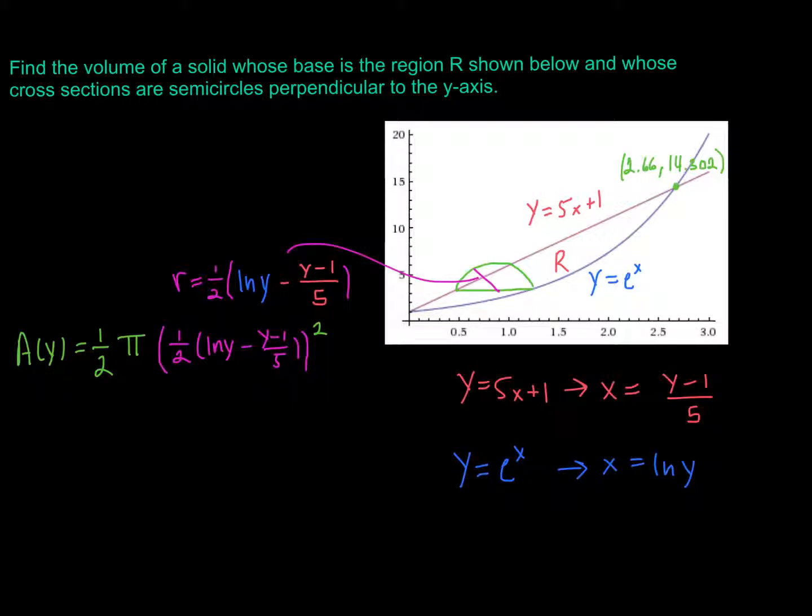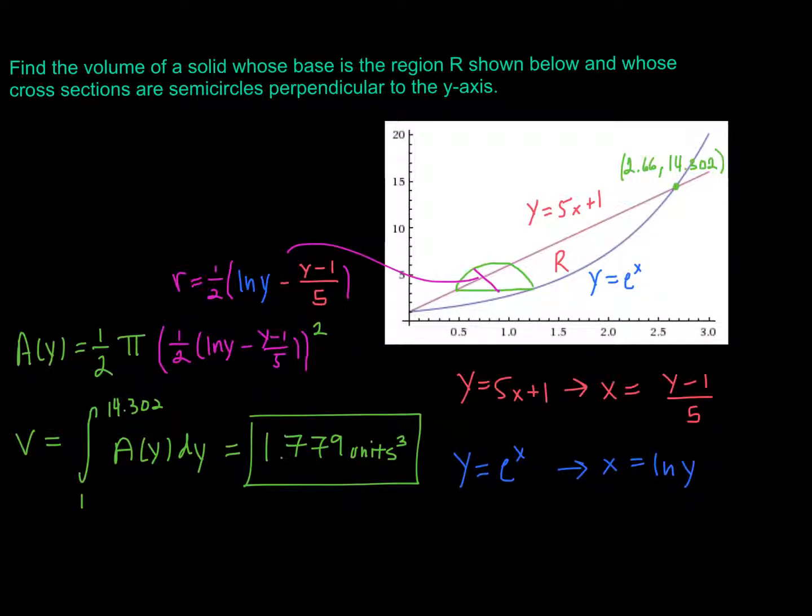And therefore I can write my volume as a definite integral in terms of y, and my limits of integration are going to be from 1, where they intersect here on the y-axis, all the way up to 14.32, where the intersection point is up here. And there we have it.